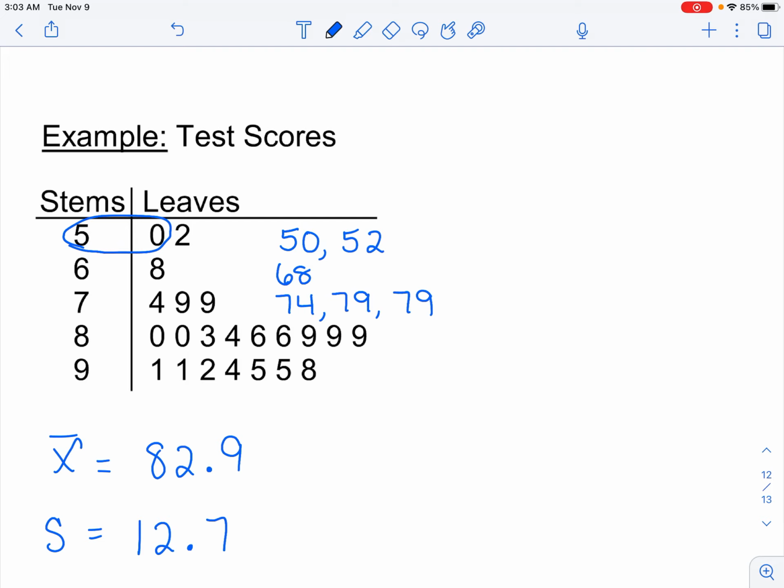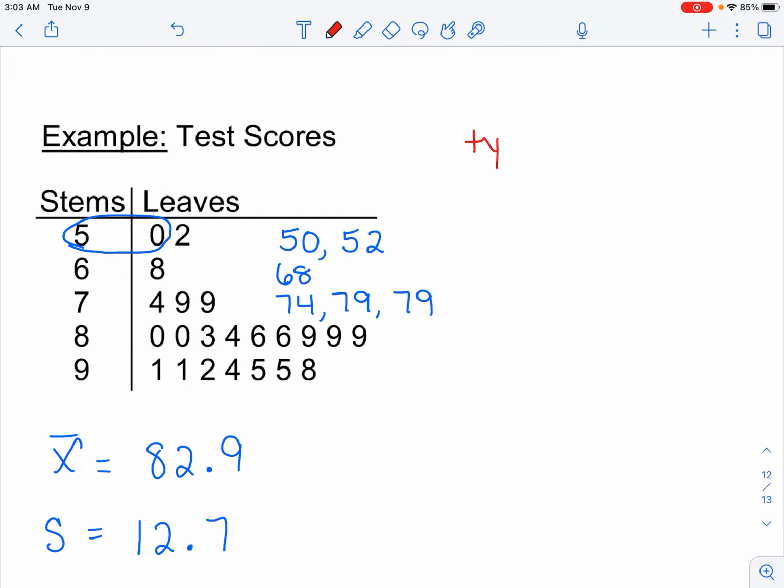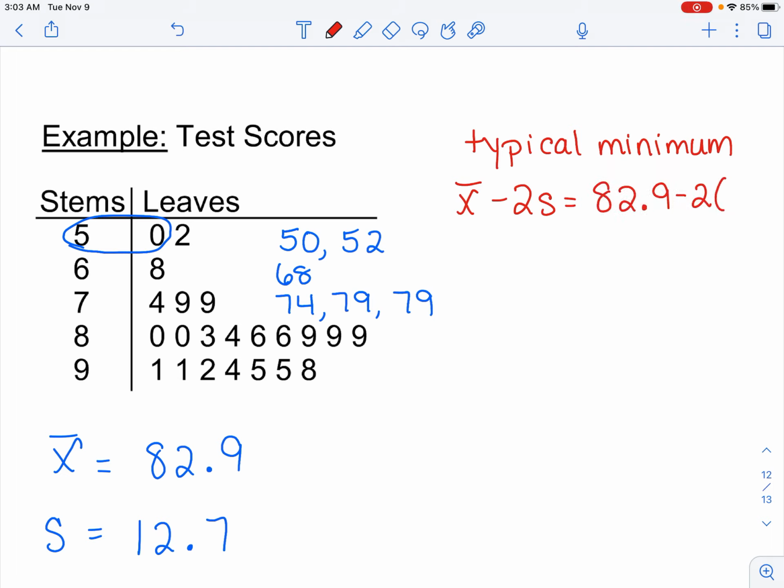So if I wanted to figure out my typical minimum and maximum values, all right, I'm going to figure out my typical minimum first using x bar minus 2 standard deviations. So x bar is 82.9. Take away 2 times the standard deviation of 12.7. All right, and that comes out to 57.5.